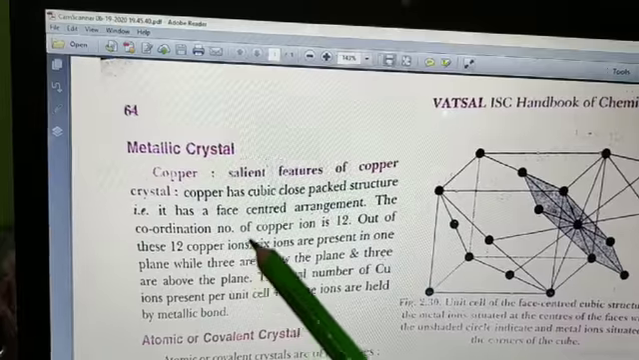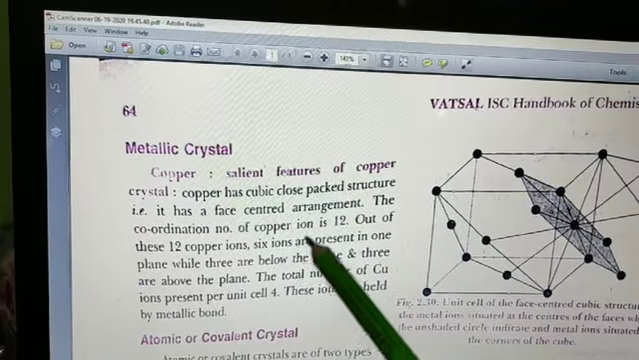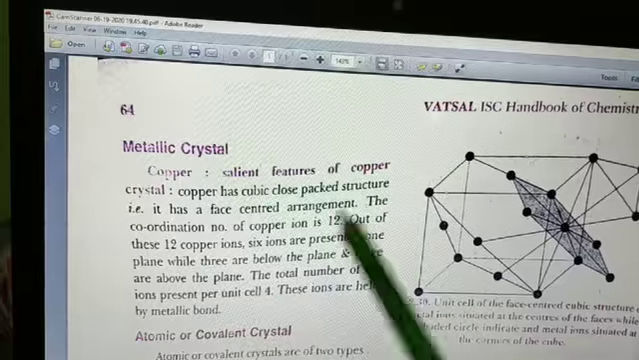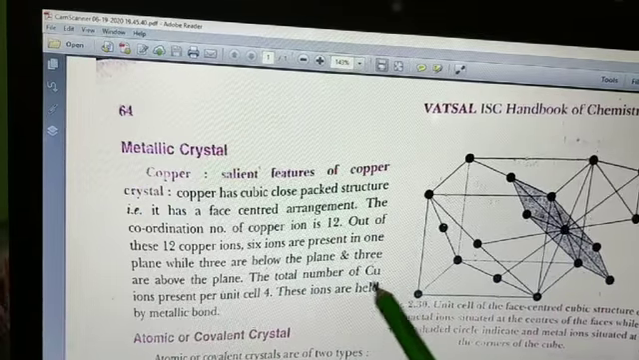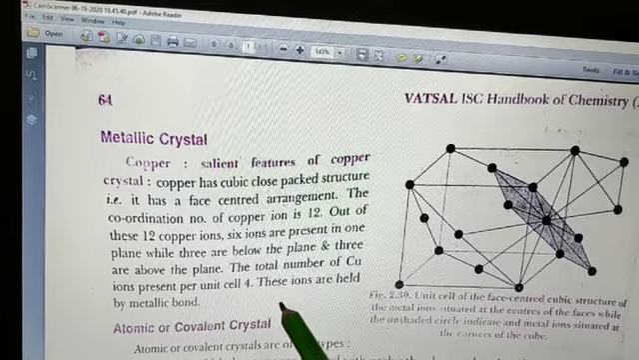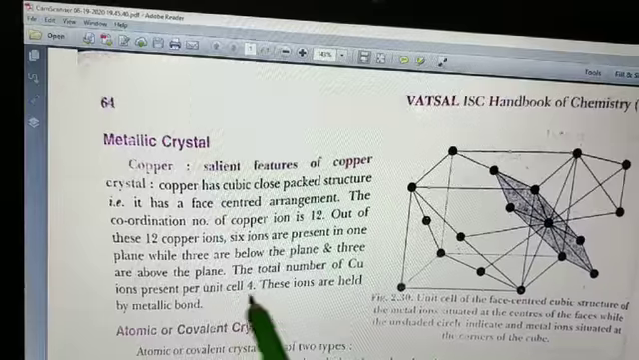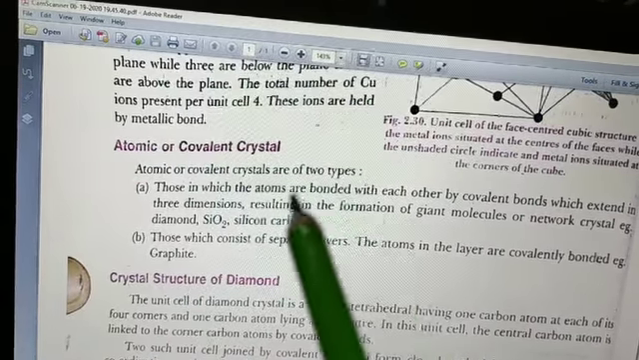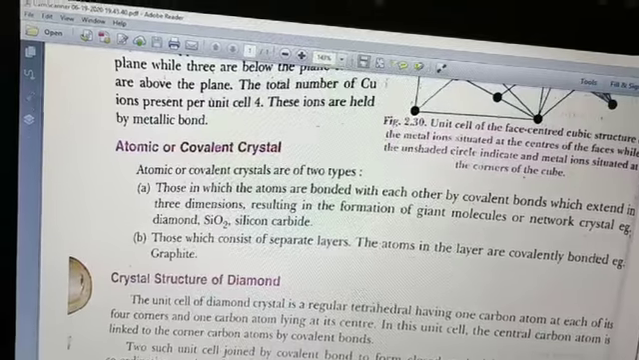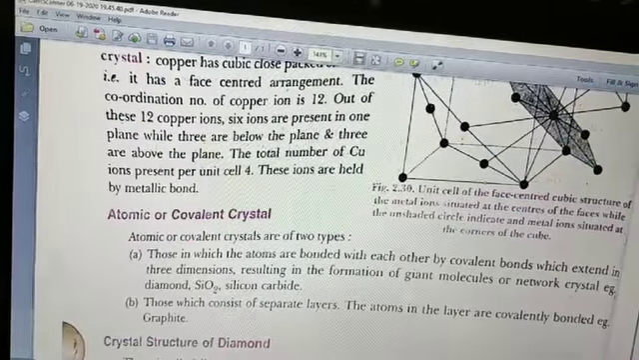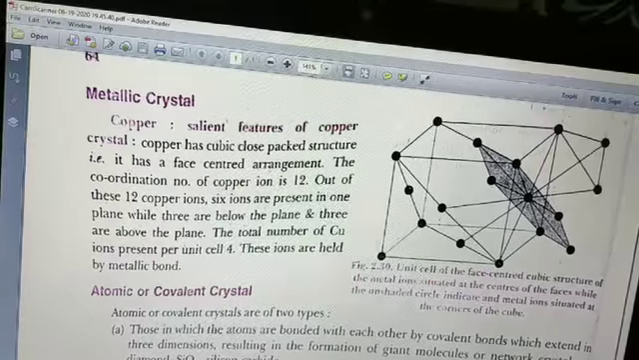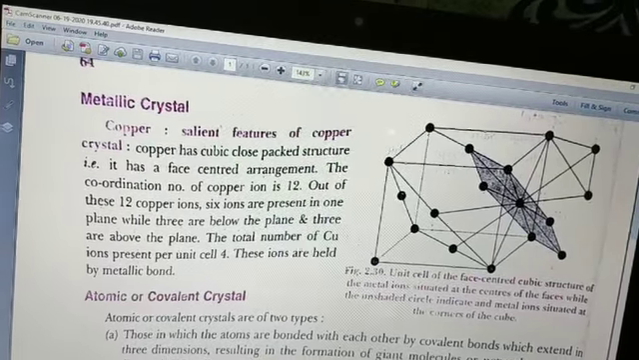Out of these 12 copper ions, 6 ions are present in one plane, while 3 are below the plane and 3 are above the plane. The total number of copper ions present per unit cell is 4. These ions are held by metallic bond. So that is about the second type of crystals, that is metallic crystals. And you can see the diagram over here for the copper crystals.